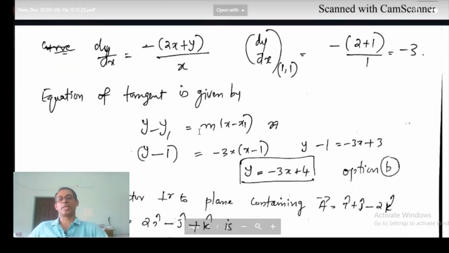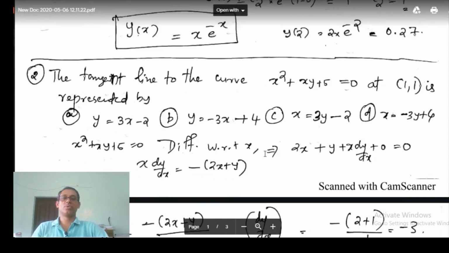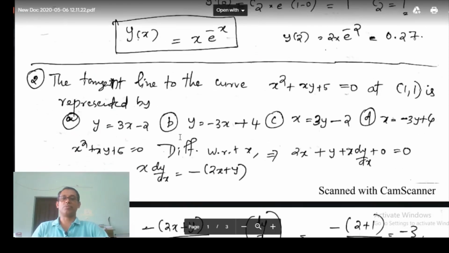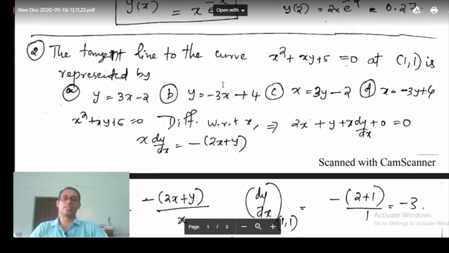So minus 3 is the slope at x equal to 1 and y equal to 1. So just plug into this equation. M equal to minus 3 is given here, and we have y minus 1, x minus 1. So from this I will get y equal to minus 3x plus 4, that is option B, y equal to minus 3x plus 4. So this is the tangent.